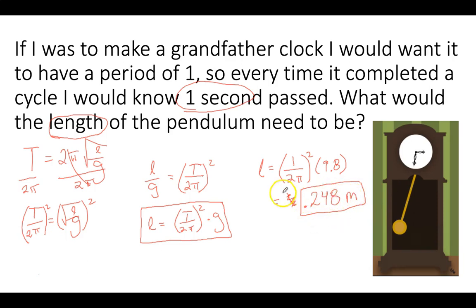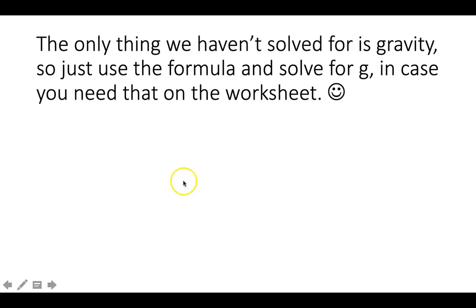Okay, so that's the formula you would use right here if I give you period and gravity and I'm asking you for length. You would use the original one if I give you length and gravity and I ask for period, right? Now there's still one more thing to do. What if I ask you to solve for gravity? So that's my next question here: the only thing we haven't solved for is gravity.